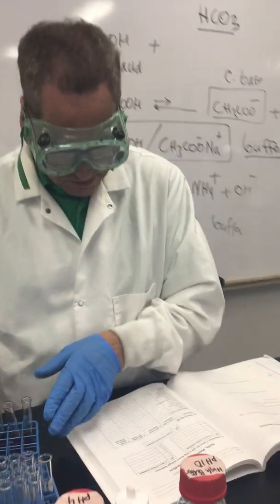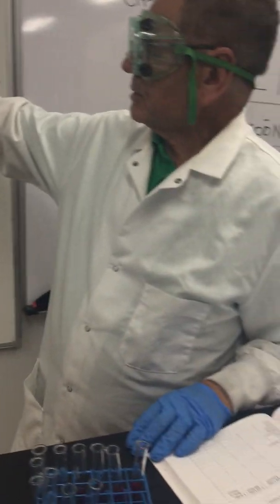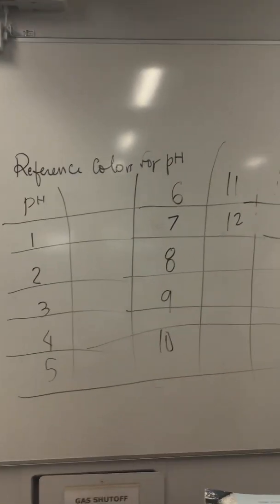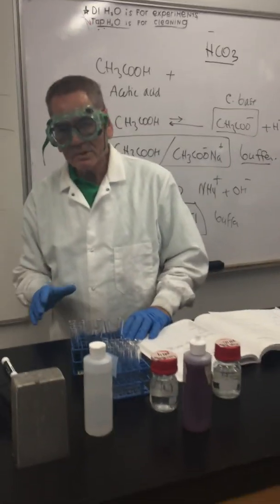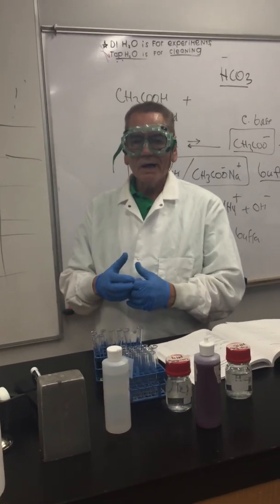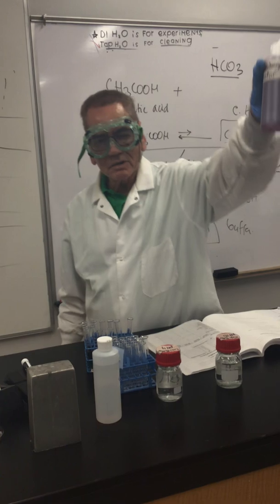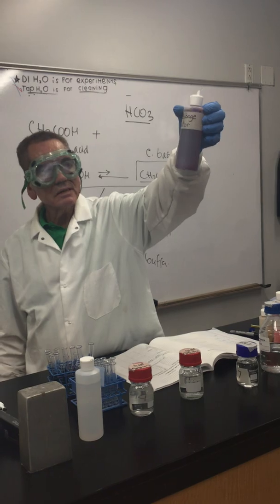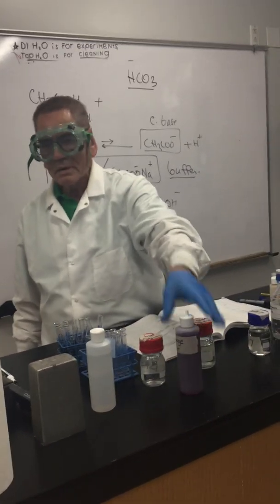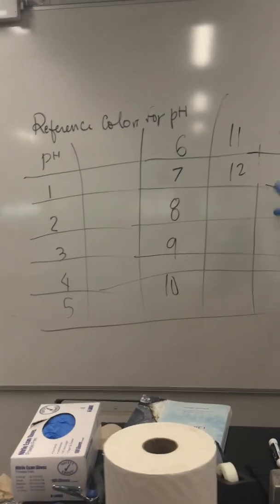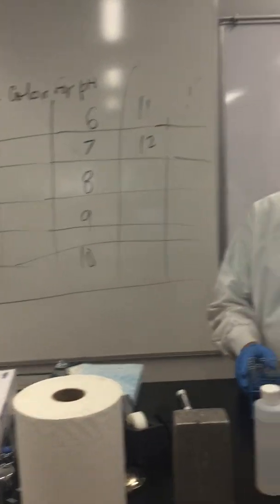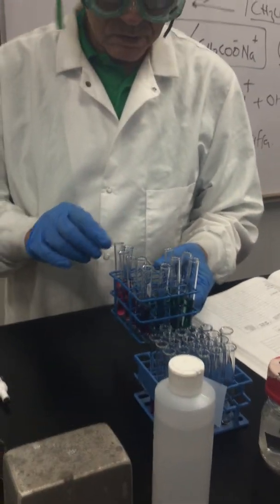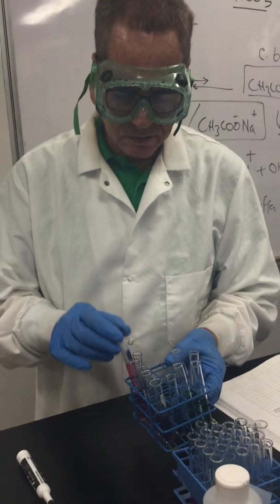Now, I had on the board the reference color for pH using the cabbage color. You can do it at home, by the way. You can take red cabbage, boil it, and filter it, and you get this solution. This can be used as an indicator. I did it for pH from 1 to 12, and I'm going to show you the colors I get using the cabbage as an indicator.